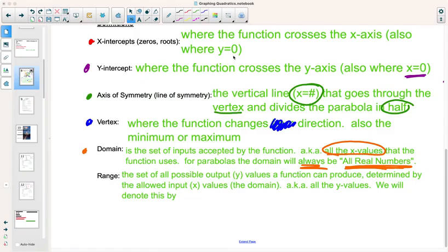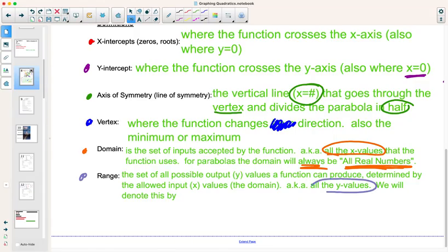And then the range. Okay, the range here is the set of all possible output or y values that can be produced, determined by the allowed input x values, the domain, aka all the y values. Okay, just need to know that.